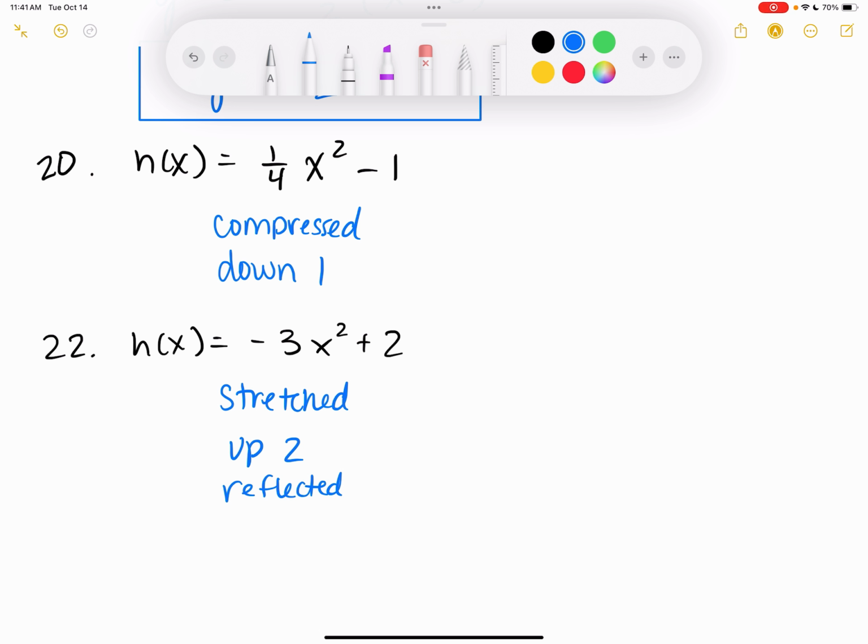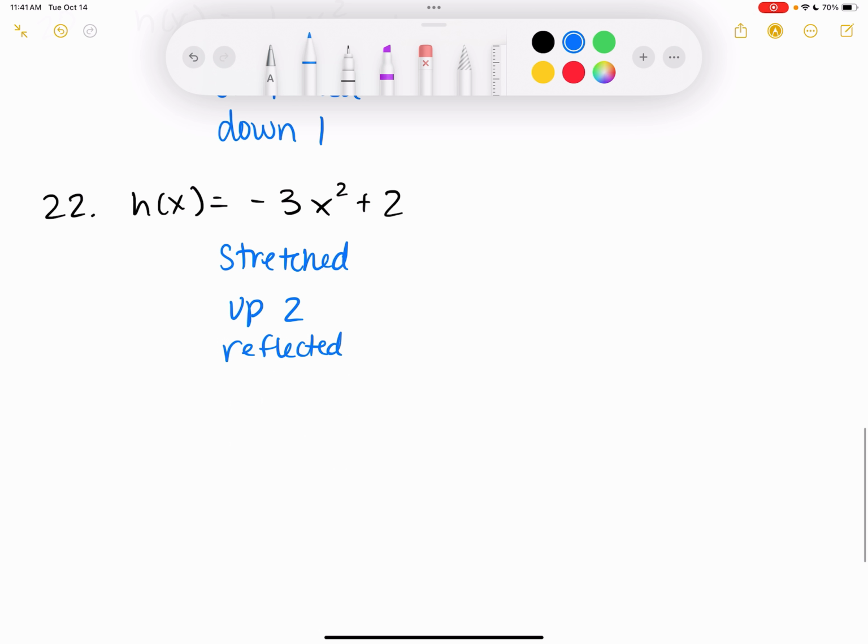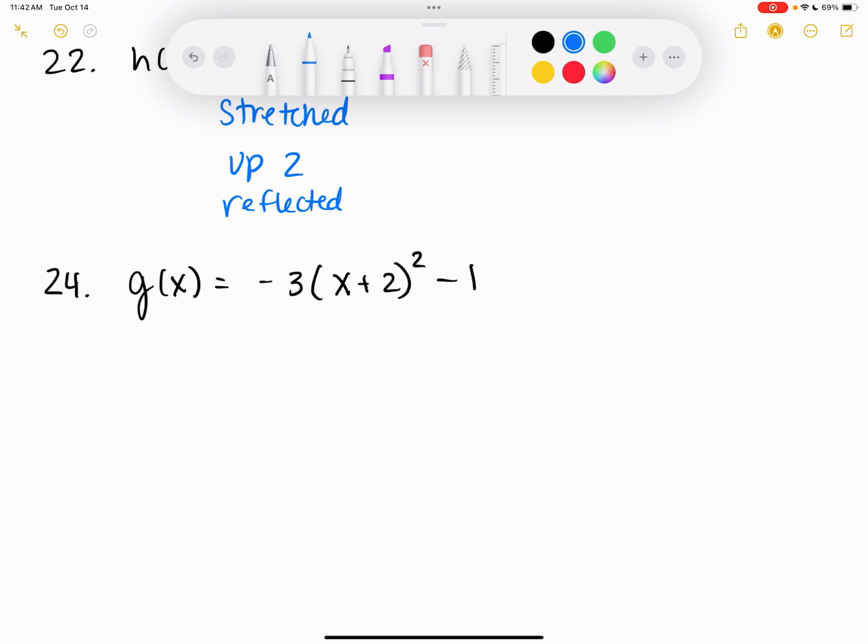All right. Find the vertex and axis, what we would have called last year the axis of symmetry, of the graph of the function. So 24, g of x is equal to negative 3 times x plus 2 squared minus 1. Set x equals 0 to find the y, right? That's already in vertex form.